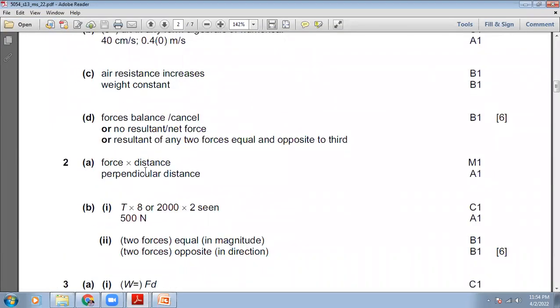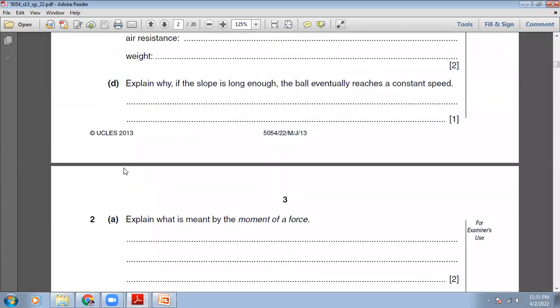Air resistance increases, weight constant, forces balance, cancel, or no resultant force, or the resultant of any two forces is equal and opposite to the third force. So we are done with question number 1.